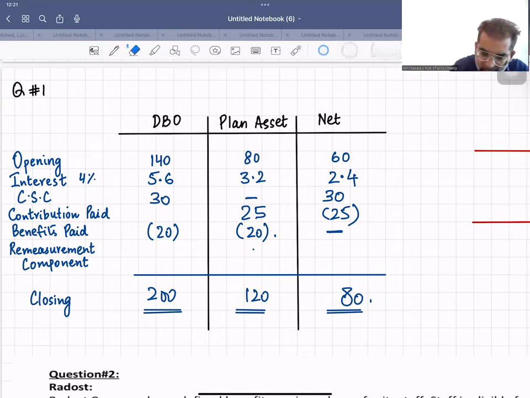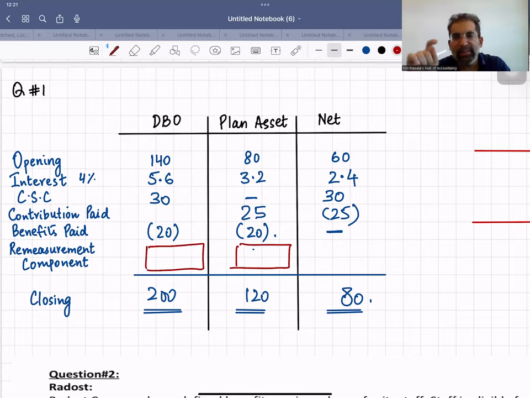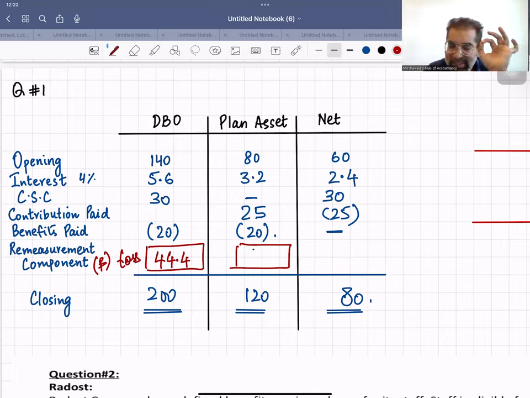Now, finally, I have to calculate these balancing numbers. Let's do it together. 140 plus 5.6, sorry. I'm getting a positive number of 44.4. So obviously it's a loss. A positive balancing number here means it's a loss, because a positive balancing number in a liability account means liability is increasing, and an increment of liability is bad for us.